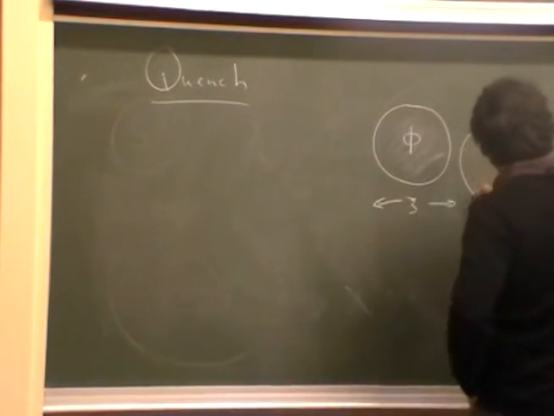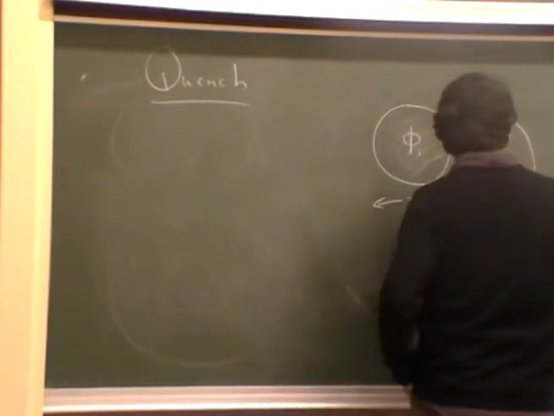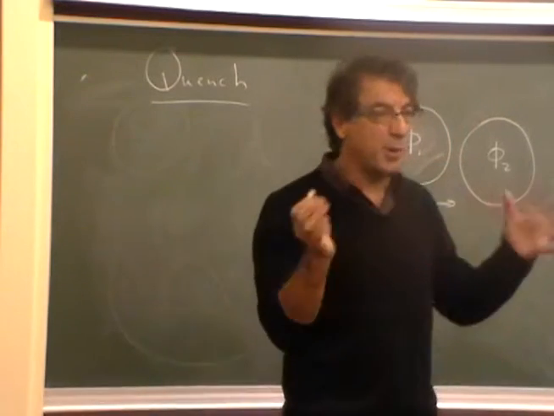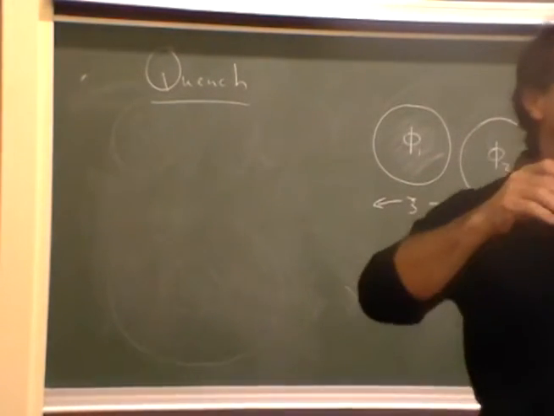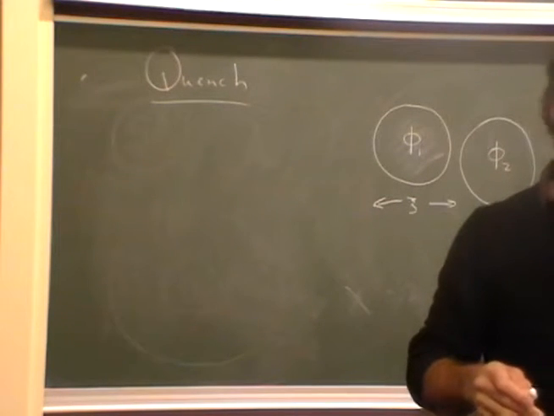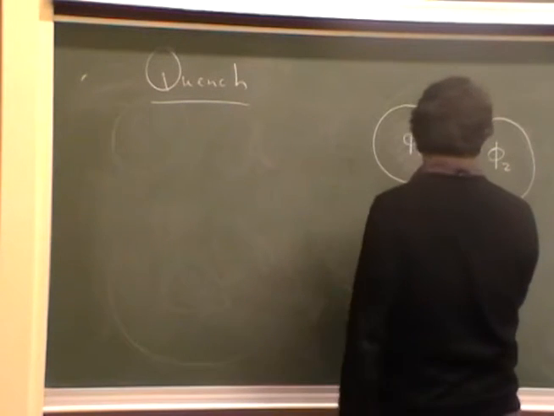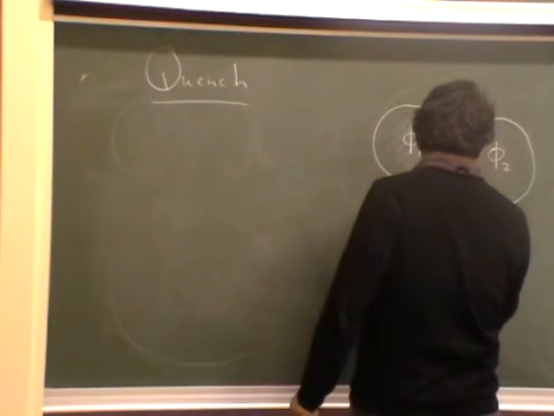So over here, you're going to have another bubble. This is phi 1, this is phi 2. Another point wants to be ordered, but there are an infinite number of places that can order, any point on that ground state manifold M. Right? So this is going to be phi 2. Have another region here. This is going to be phi 3.